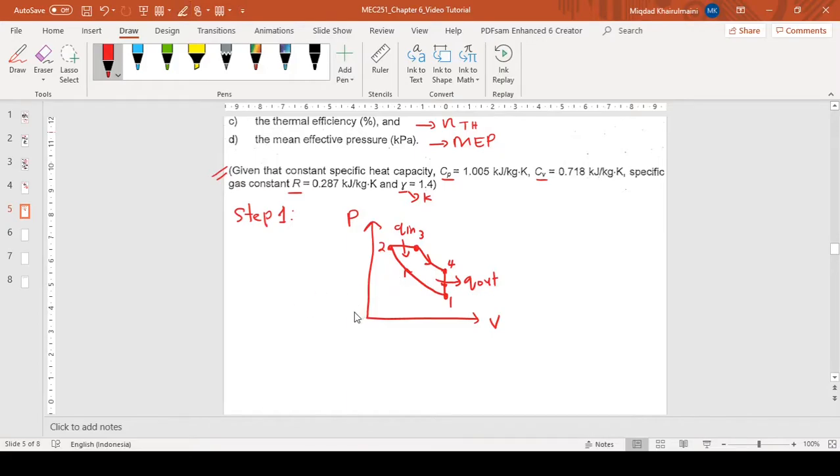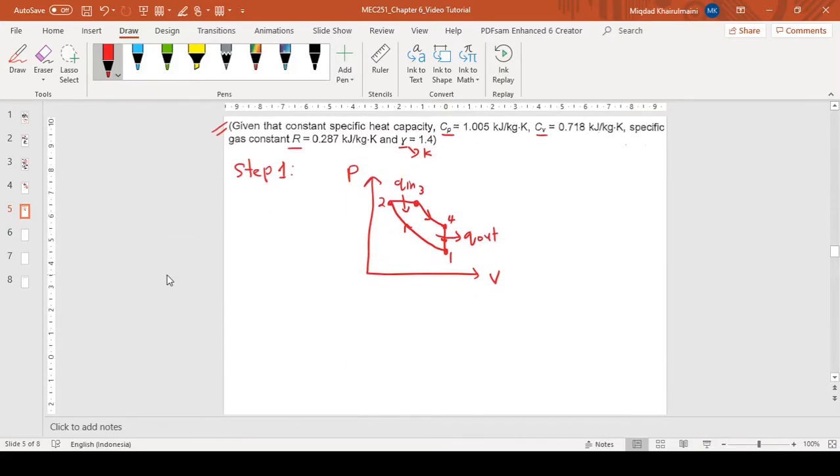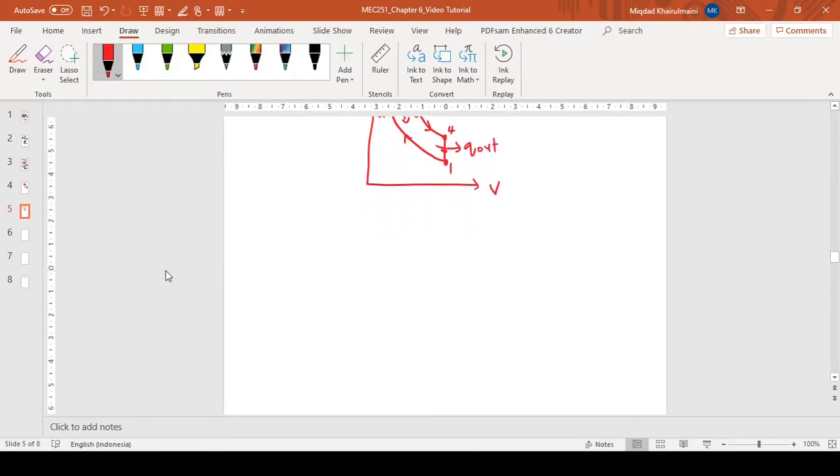Okay, next we can go to step 2. So for step 2, try to write what is required or any equation that we are going to use. So for A just now, we have to find the temperature in units Celsius and also the pressure in units kilopascal at the end of each state. So from the question, we already have the temperature at state 1, which was 27 degrees Celsius, and also the pressure at state 1, which was 100 kilopascal.